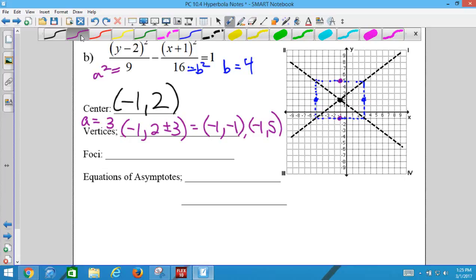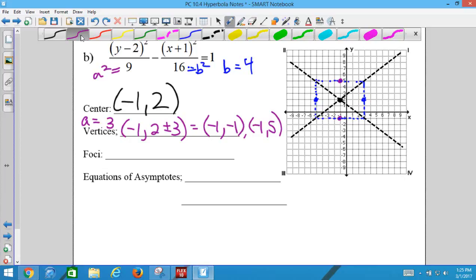Is there a way to tell, just looking at the equation, between an ellipse and a hyperbola? Yes. And actually, that's what we're doing on Friday, but the minus sign in front is either x squared or y squared. So that is what we're doing on Friday. For now, they're just all going to be hyperbolas.